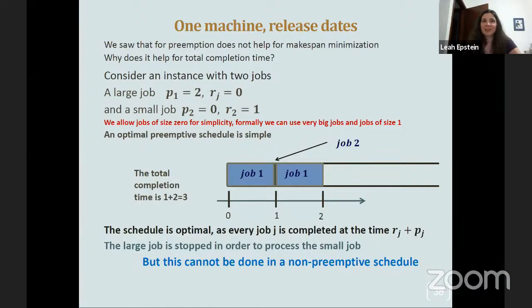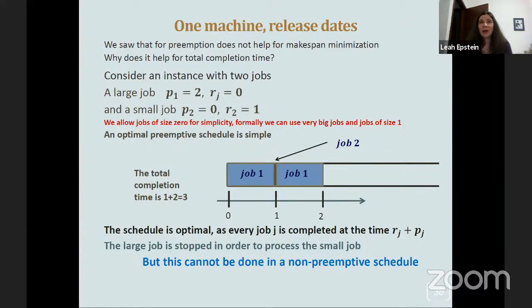And as I said, of course, there are release dates. So let me show you a very simple example of why preemption can add a lot of power. So there's just one large job. In the figure, it looks like it is two jobs, but it is one job that is preempted. It has size 2 and release at time 0. It can happily run from time 0 to 2, only there is also a very small job.